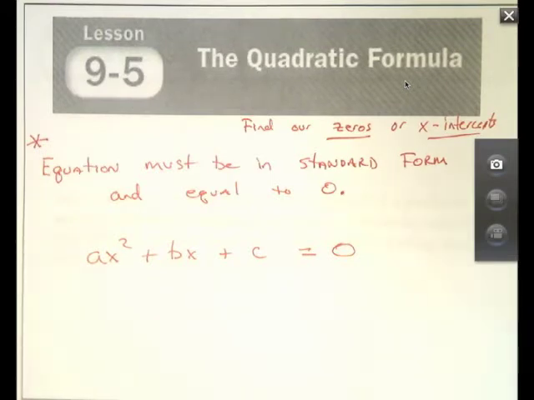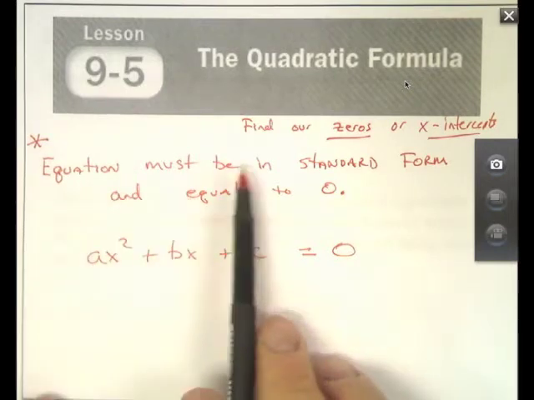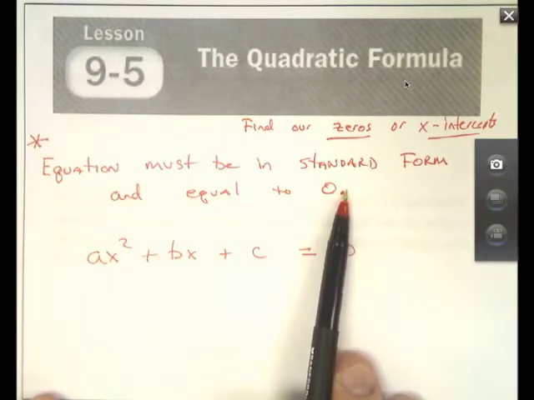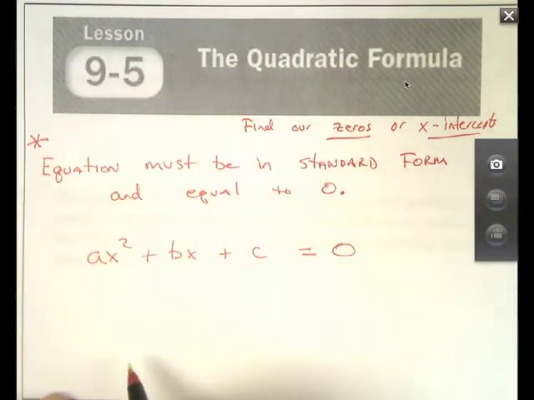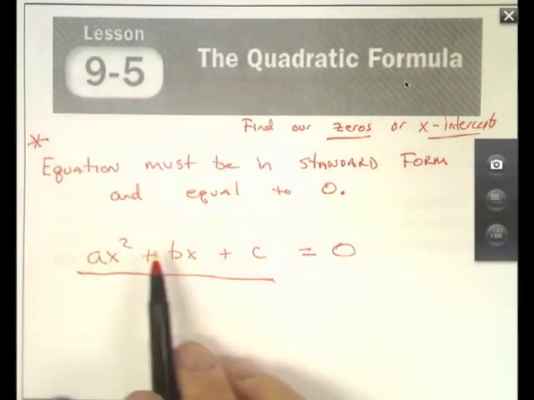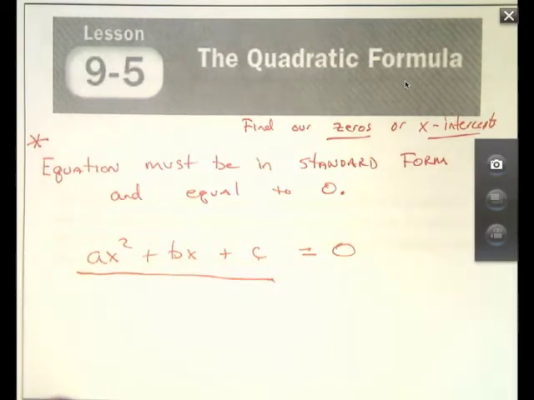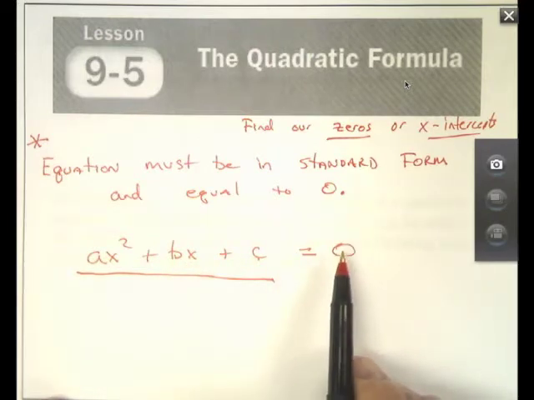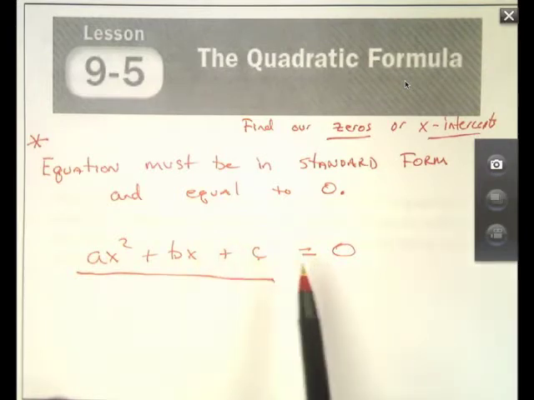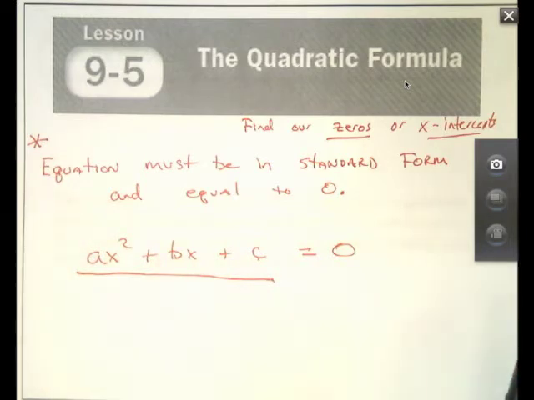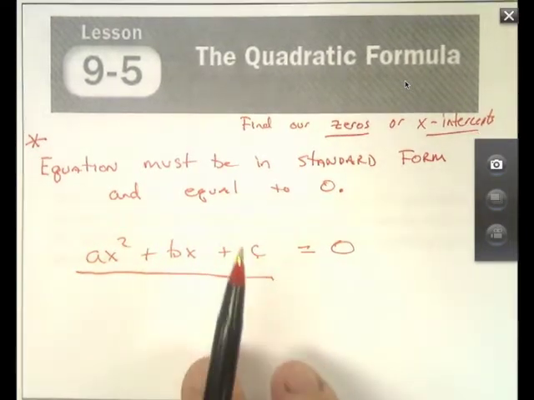What a lot of students forget to do, and this is why I put it very important right at the beginning, is that the equation must be in standard form, and it must be equal to 0. So standard form for a quadratic equation is ax squared plus bx plus c, where a, b, and c are some real number, okay? And it has to be equal to 0. If it doesn't say equal to 0, you have to get it that way in order to find your a, b, and c. You cannot find your a, b, and c unless it's in this form.